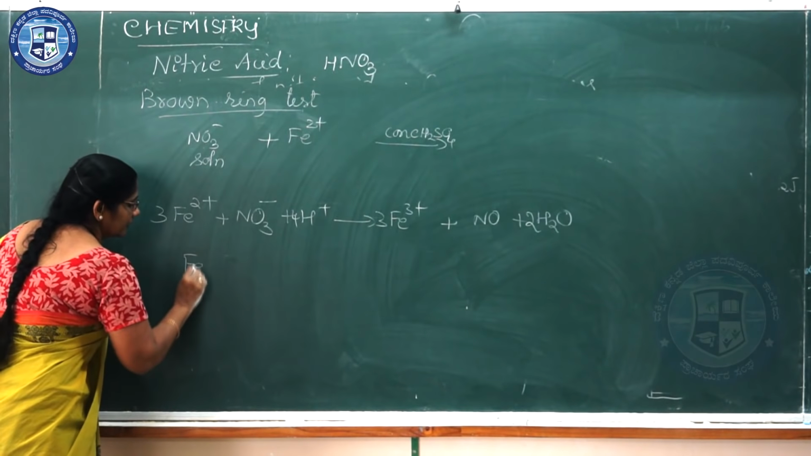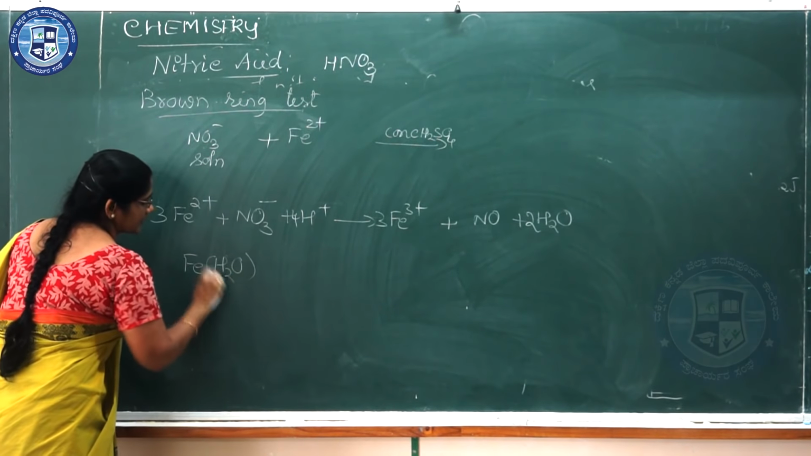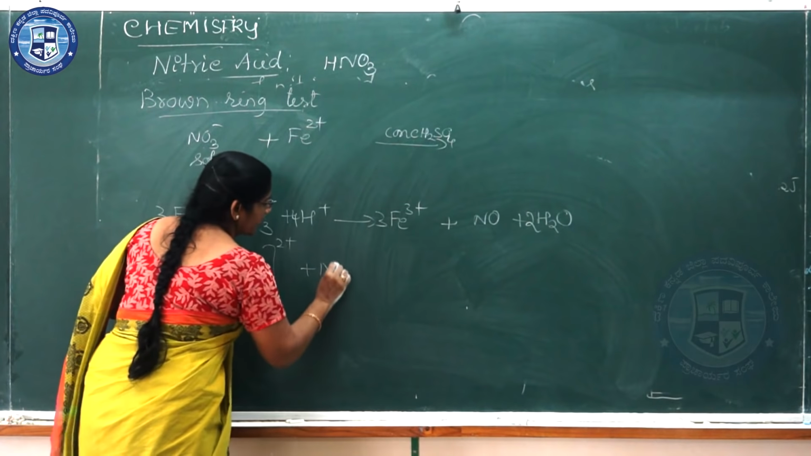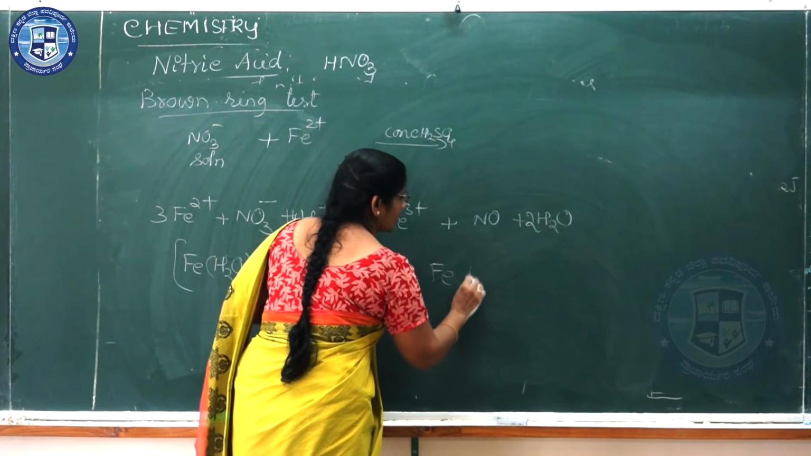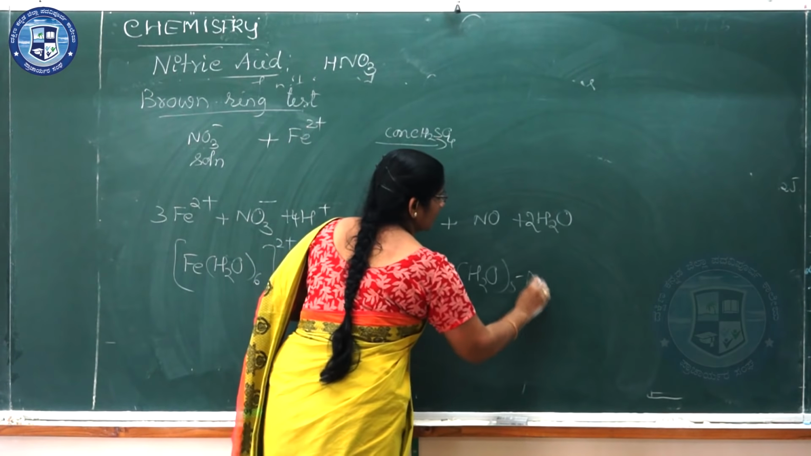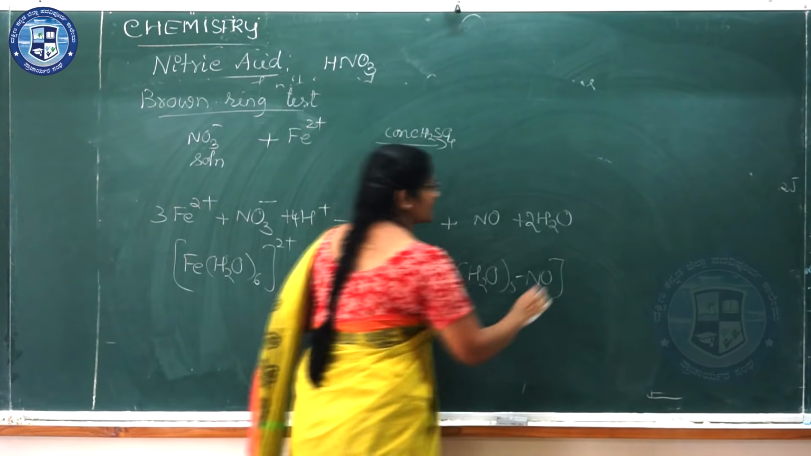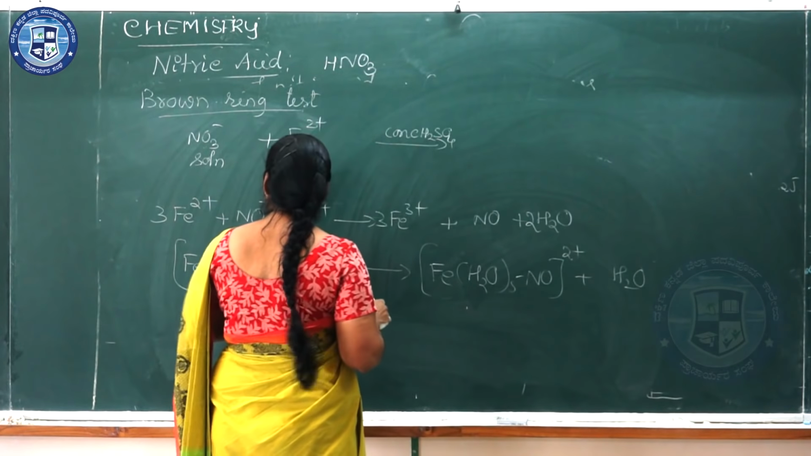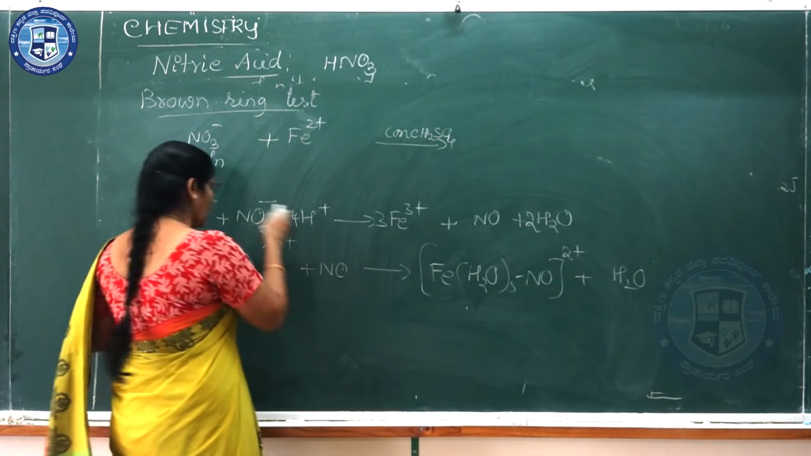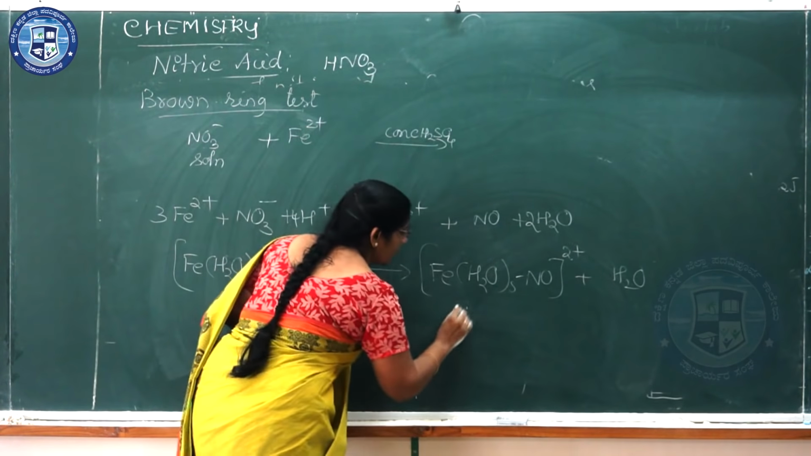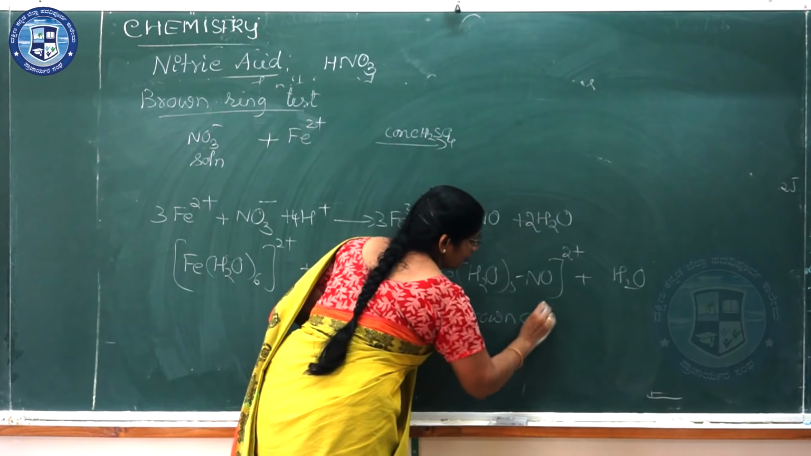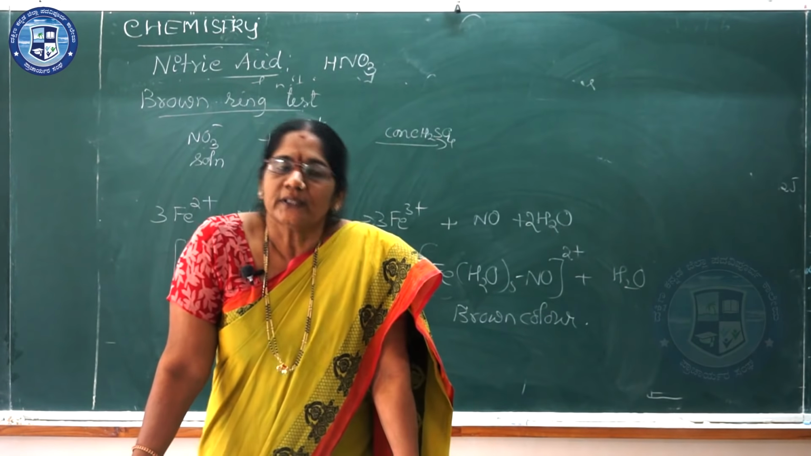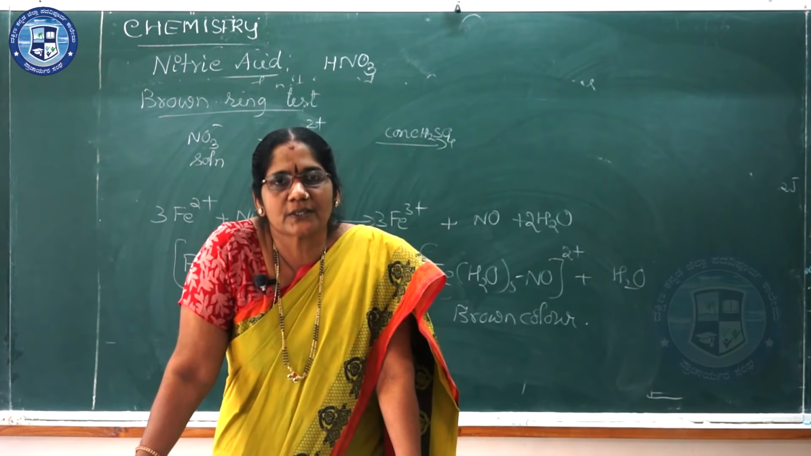Then the nitric oxide reacts with the ferrous ions to give a complex which has brown color, the nitrosyl compound of ferrous ion. One H2O goes out, NO comes in and one H2O molecule goes out, and this is responsible for the brown color formed in the brown ring test. So this is about all the reactions of nitric acid.